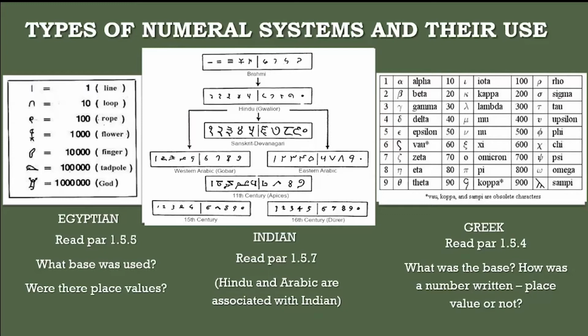That is the number system. We are not looking so much at the digits as at the meaning behind those digits or numerals. So Hindu and Arabic are associated with Indian, and Hindu-Arabic numerals are what we use today. But you will read that in paragraph 1.5.7.